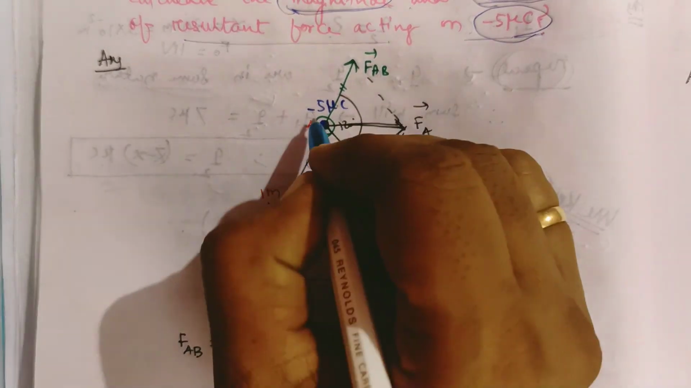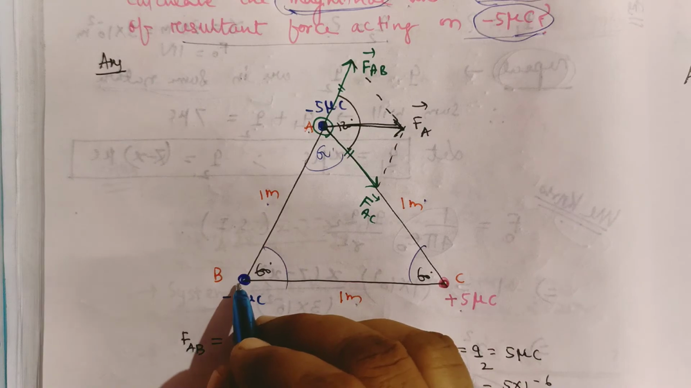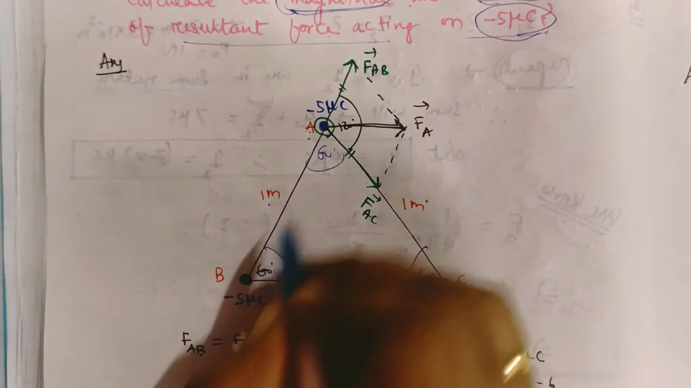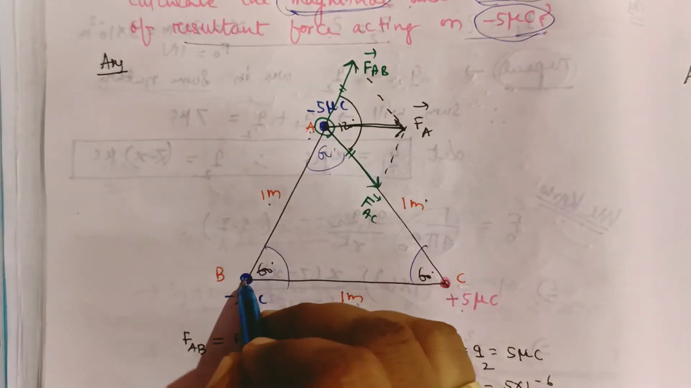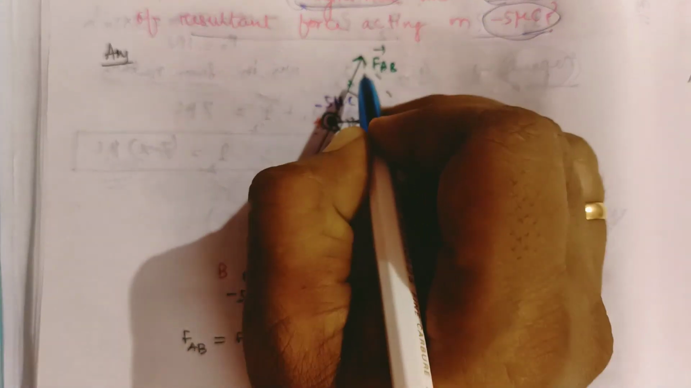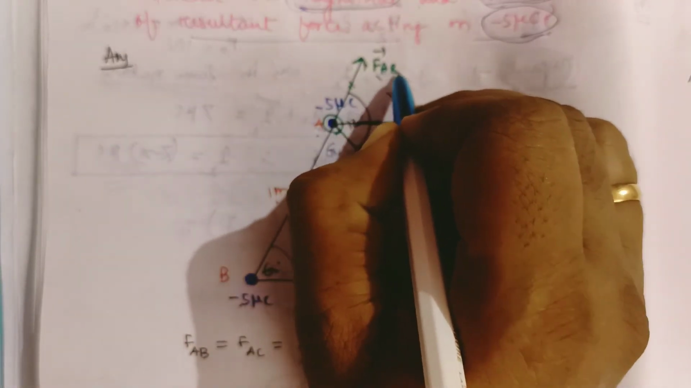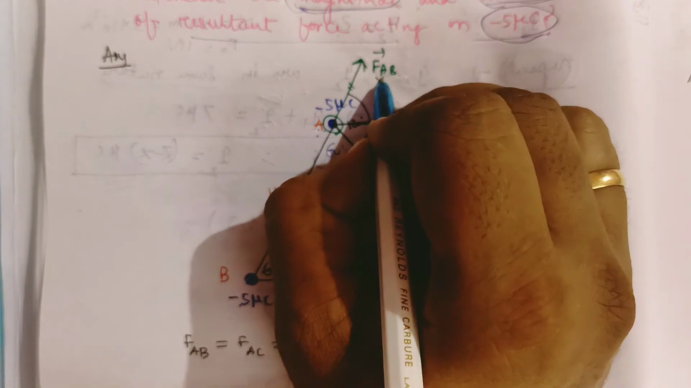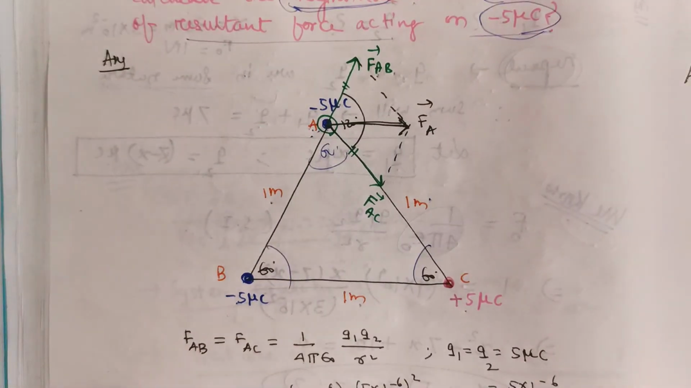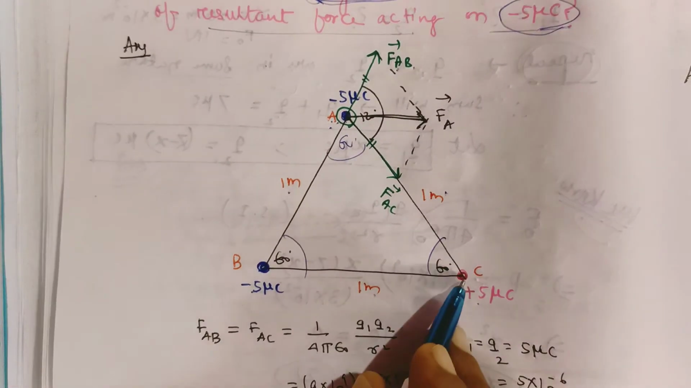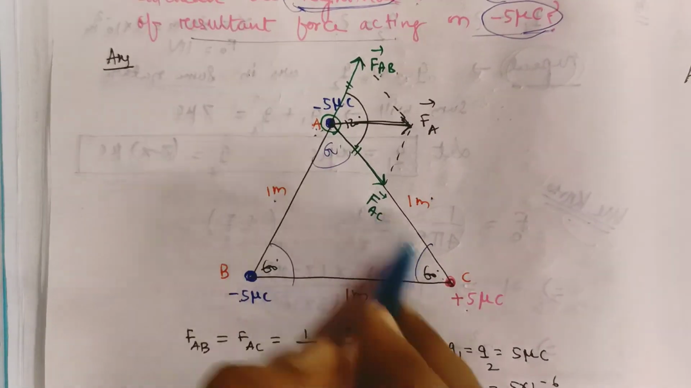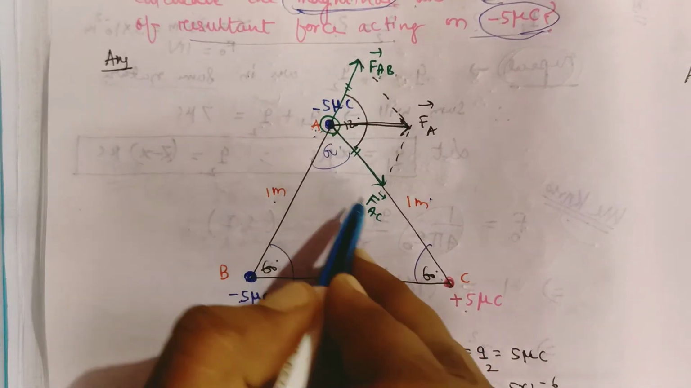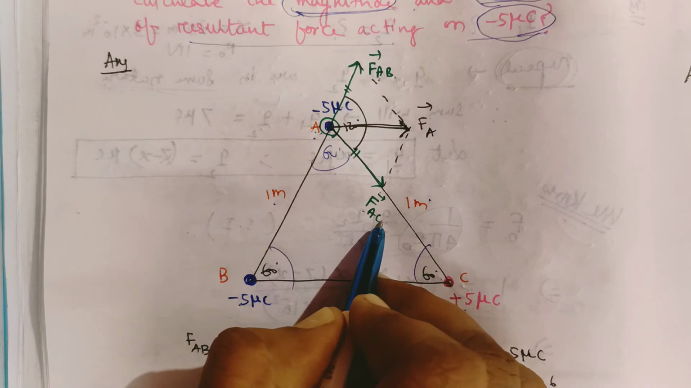We have to calculate the resultant force on A. First you see what B does on A. B is minus, and this one is minus. So B will repel A in this direction, and the notation is F AB, force acting on A due to B. Similarly, you see simultaneously C will attract A in this direction. This notation is F AC vector.